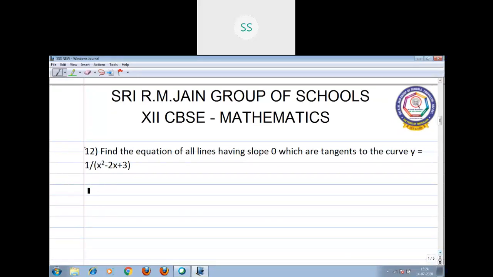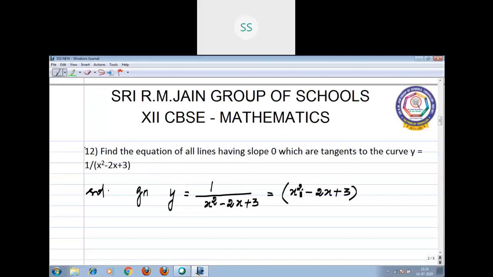Given solution. Your given y is equal to 1 by x square minus 2x plus 3, which is equal to x square minus 2x plus 3, the whole power minus 1. Like that you can write. The denominator you are shifting to the numerator, so the power becomes negative.